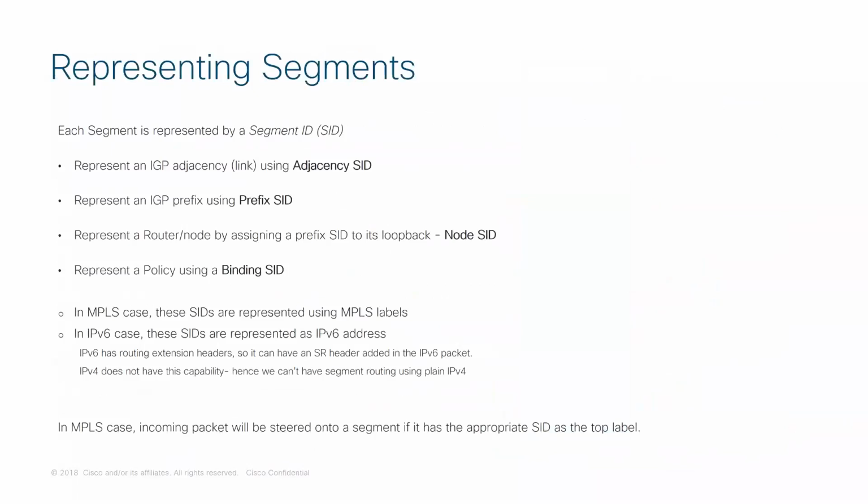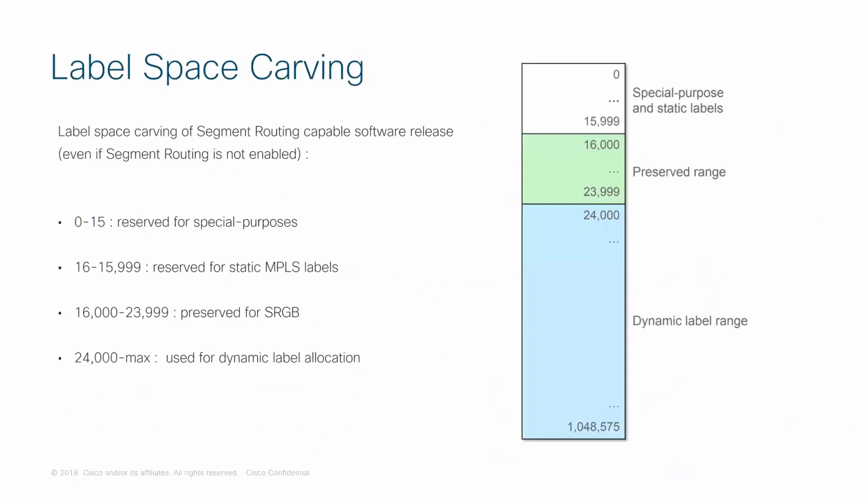Okay. Representing segments. I think we can move to the next slide, right? Okay. Coming to the label space. This is particular to XR routers. In XR routers, 0 to 15, I think that's the RFC standard, reserved for special use. In XR, label allocation starts from 16 onwards. Generally, 16 to 15999 is reserved and the dynamic label allocation starts from 16K. But if your XR software is enabled with segment routing, by default, it will reserve 16,000 to 23,999 for segment routing. And then the dynamic label allocation starts from 24K onwards.